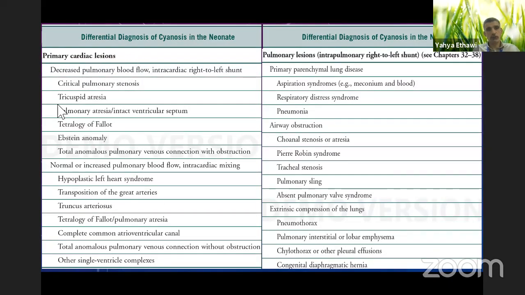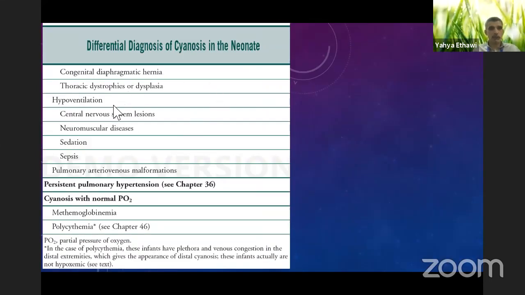But you can see there is a primary cardiac lesion, there can be a pulmonary lesion, and there are many cyanotic lesions: mixing cyanotic or non-mixing cyanotic, decreased pulmonary blood flow cyanotic disease, and increased pulmonary flow cyanotic cardiac diseases. And again, there are pulmonary diseases. Other diseases can cause central cyanosis. Pulmonary hypertension can cause cyanosis, and so on.